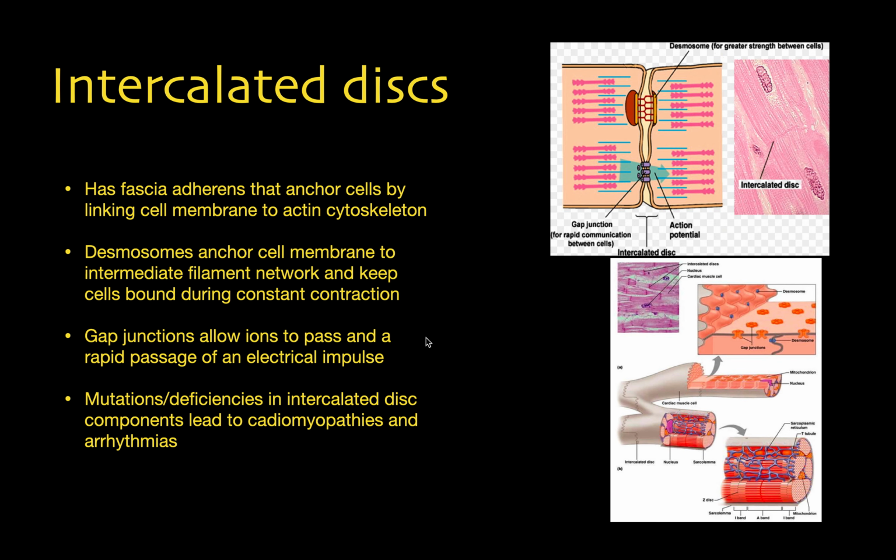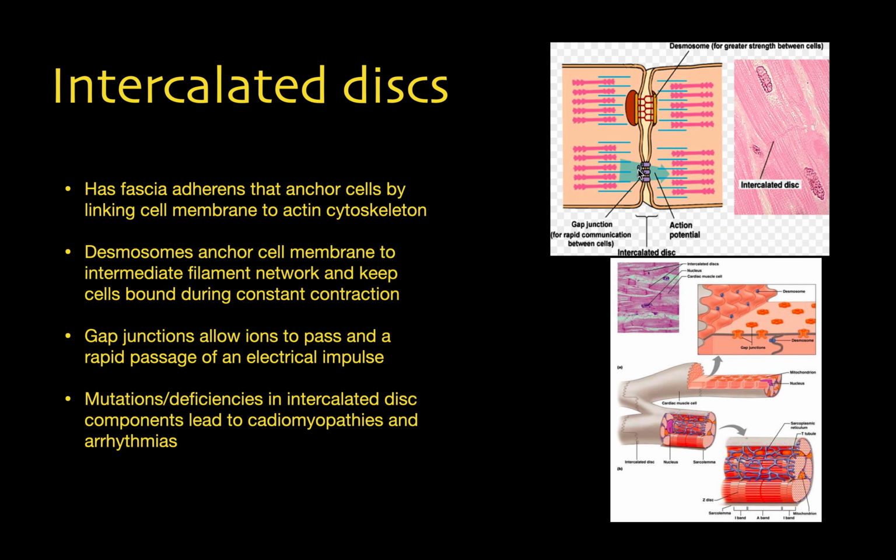And then within the disc, they also have the gap junctions that allow the ions to pass, and a rapid passage of an electrical impulse, so it can go throughout the entire heart. Mutations and deficiencies in the intercalated disc components can lead to cardiomyopathies and arrhythmias.